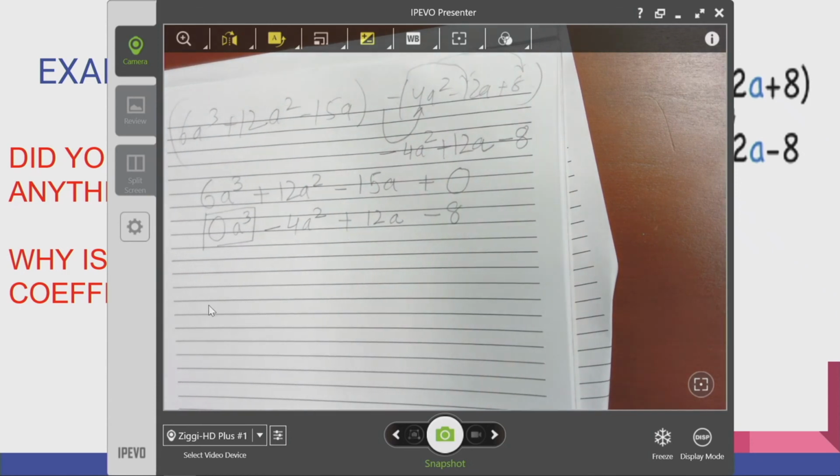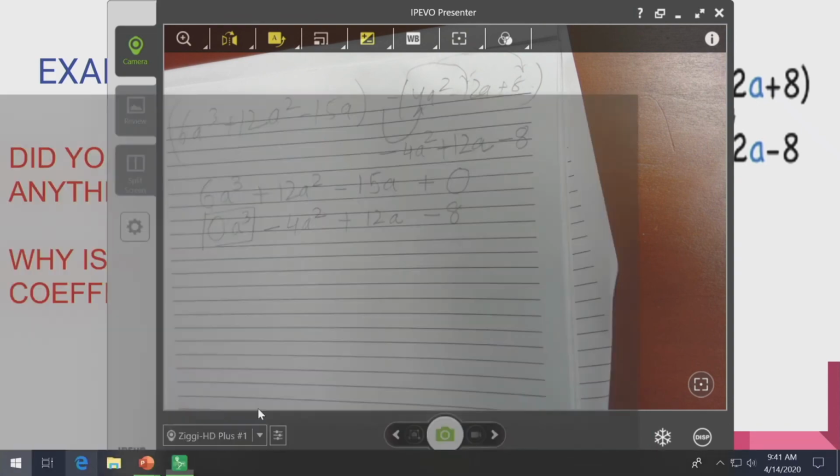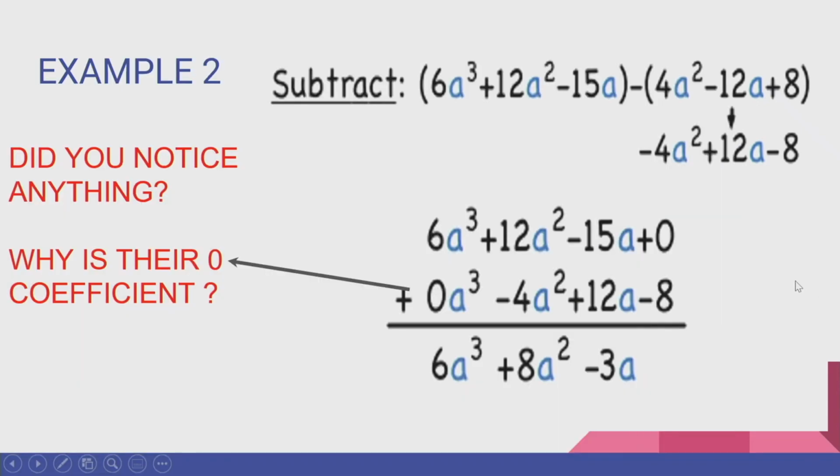So let's check what we get. If you look at the screen, we have 6 plus 0, we have 6a cube. We will have 12 minus 4a square, which is 8a square. Negative 15a plus 12a is negative 3a. And I think they forgot to put a negative sign on the 8 at the end. So we will have 6a cube plus 8a square minus 3a minus 8.